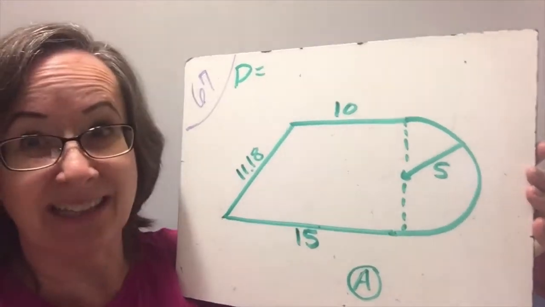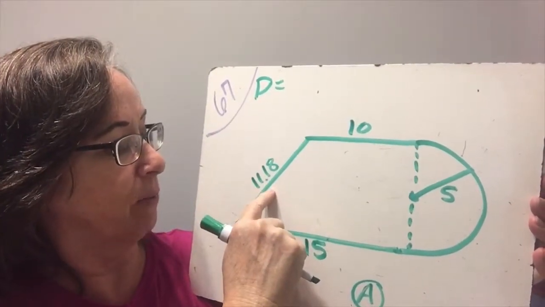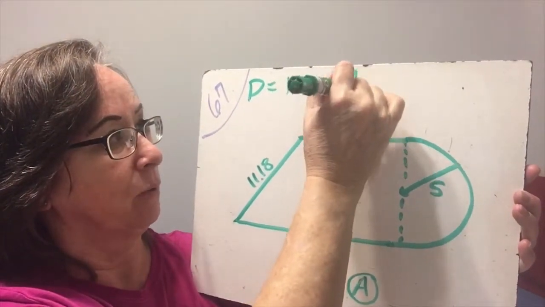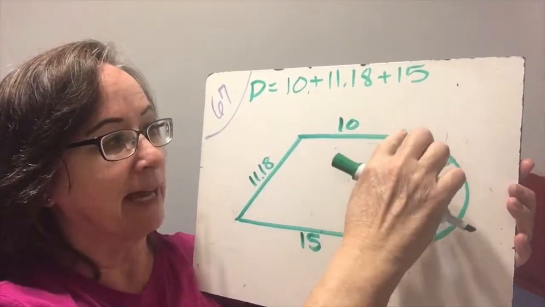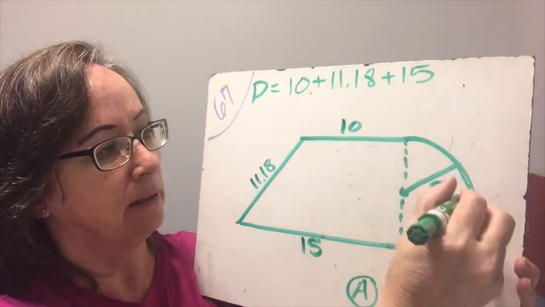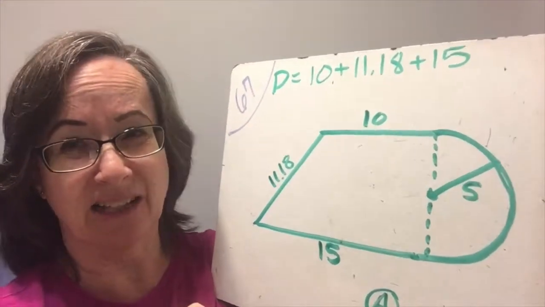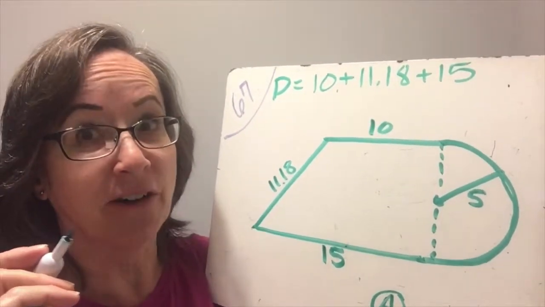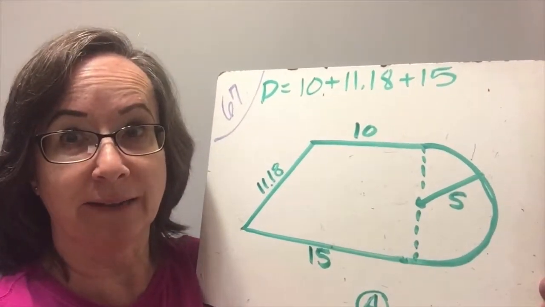So we're going to do the easy stuff first. Remember, perimeter is distance around. So we're going to do 10 plus 11.18 plus 15. And then we've got to add this distance. This distance around this arc length is what we're going to call it. We're not going to call it a circumference because the circumference is all the way around the circle, but it is half of the circumference that would be this circle if this circle continued around, isn't it?